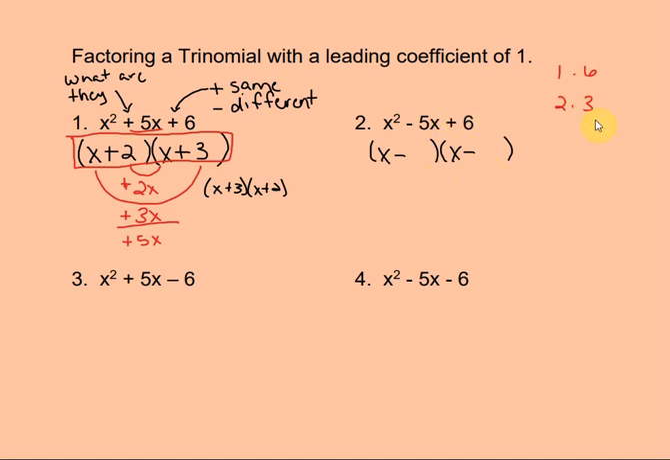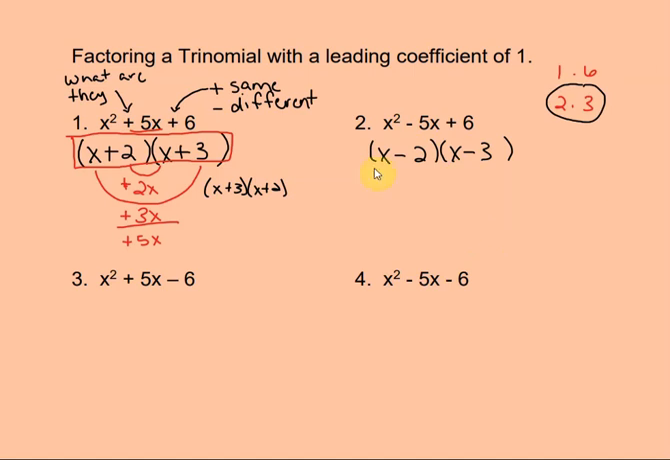So I need the factors of 6 that would add to give me 5. Well, just like before, the factors of 6 that add to give me 5 are 2 and 3. So again, it doesn't matter what order I put them in. I could put x minus 3 and x minus 2, or x minus 2 and x minus 3. And either way would be fine.